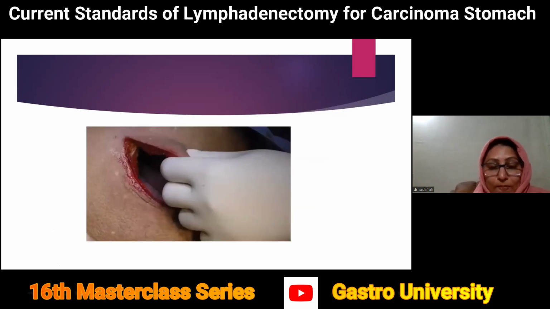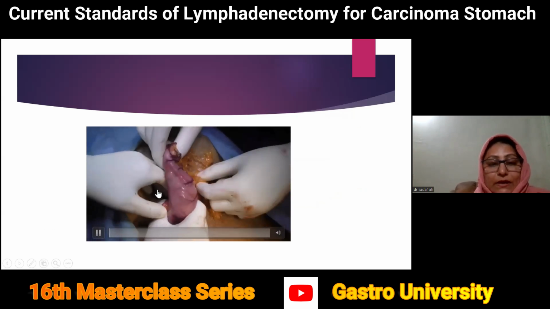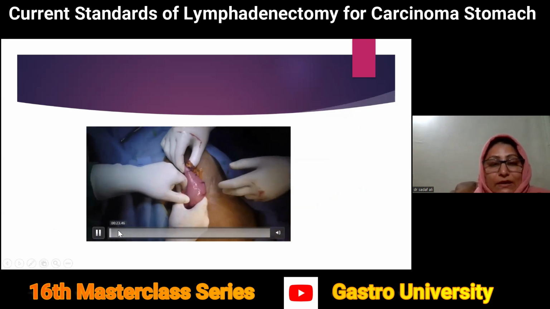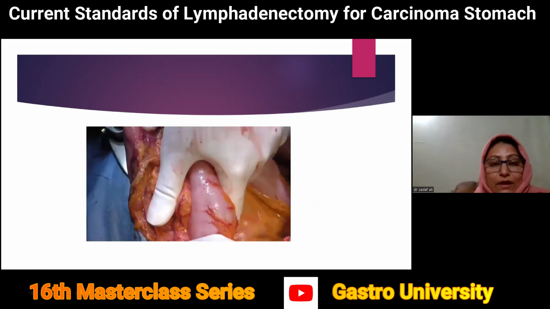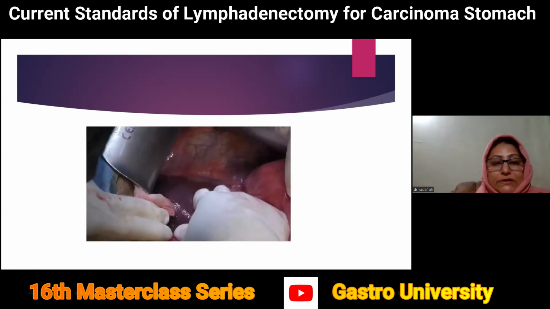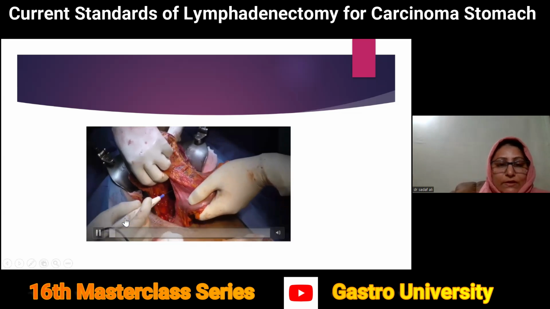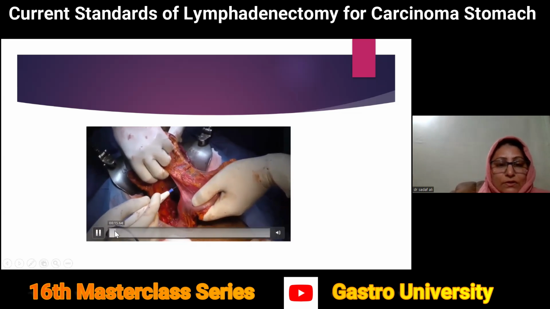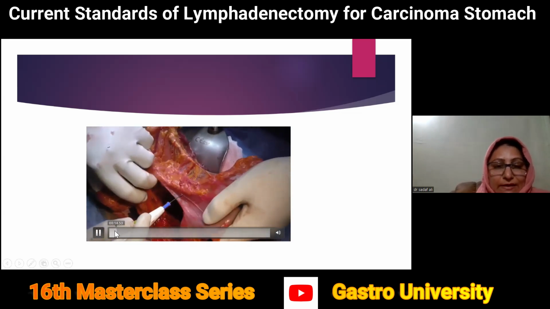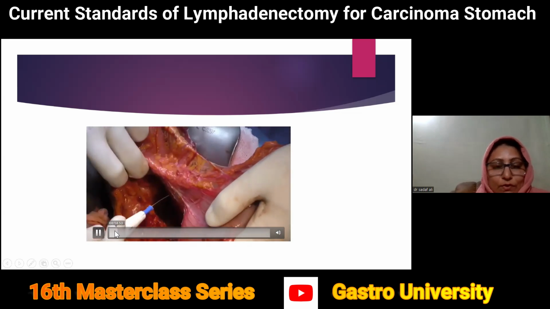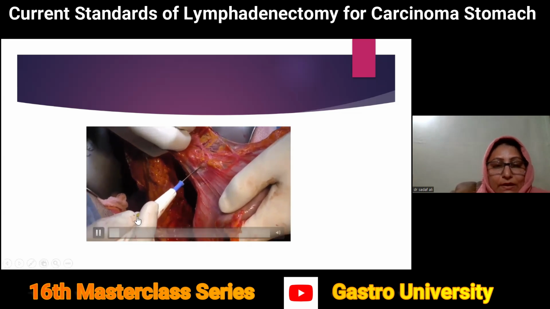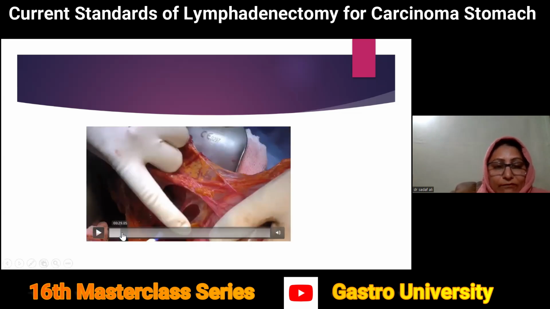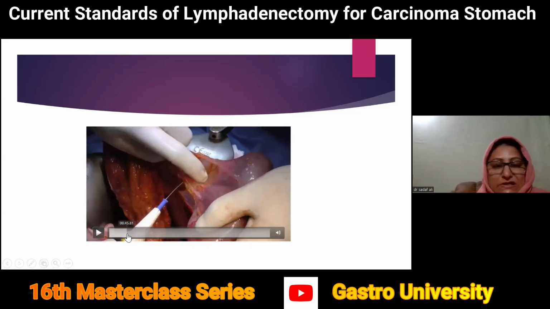And a standard D2 will also include station 11D in addition to this, the distal node along the splenic artery. So how we go about it in the open procedure: if you see, this is almost a T4 lesion. Unlike what he said, that they leave the omentum to the last, we have a good place for traction and we do it early in the procedure. And then we move on up to the distal gastrectomy.